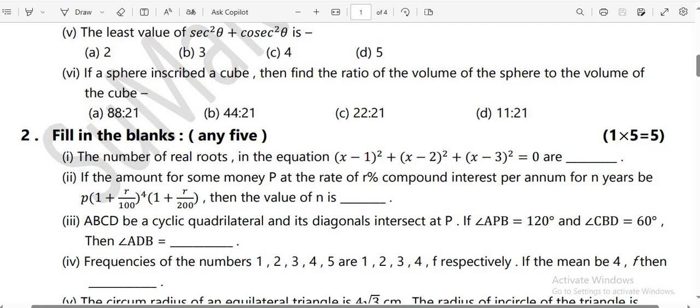Question number 2. If the amount for some money P at the rate of 8% compound interest per annum for n years be P (1 plus r by 100) to the power 4 into (1 plus r by 200), then the value of n is dash.